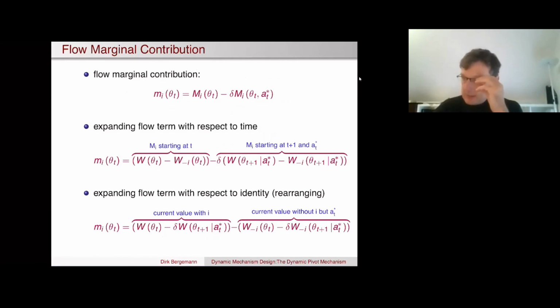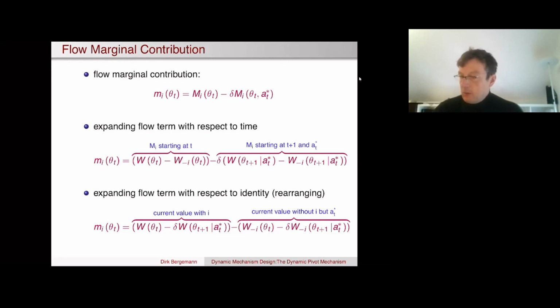Okay, so let me parse that for you and let me give you a slightly more explicit and direct description of that flow marginal contribution. So we start out with the flow marginal contribution, which is small m_i, and we're going to now expand the big M_i's and write them in terms of their differences. So the first term, therefore, is simply the marginal contribution starting at t. And the second term is simply the marginal contribution starting one period later, therefore discounted by delta, and conditional on undertaking the efficient decision today.